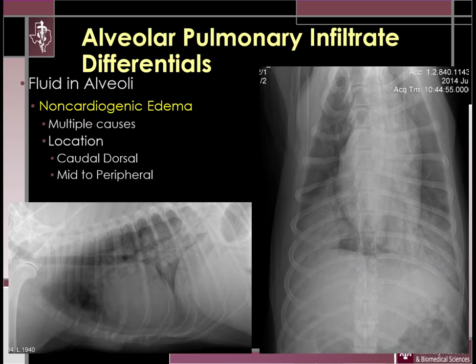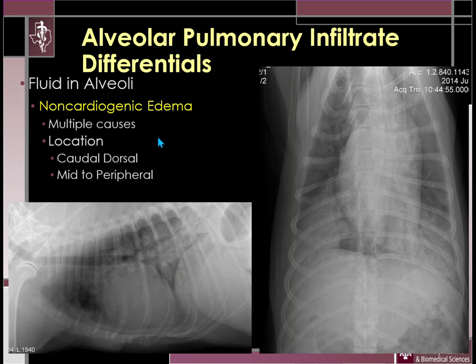Non-cardiogenic edema has multiple causes. The location tends to be in the caudal dorsal lung lobes, with the periphery most severely affected. Usually around the hilus of the heart, it's less severely affected. So this is on the left side, the right side. There's this uniform soft tissue or fluid opacity. It's most severe out at the periphery, less severe centrally. That would be a classic distribution for non-cardiogenic pulmonary edema.